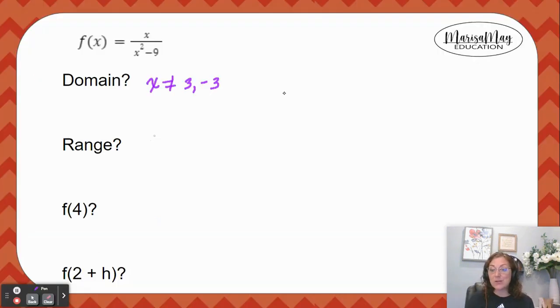Now, if you want to write your all real numbers in words or you want to use interval notation, either one is fine, just depending on what your directions say. Just be mindful that you check out your directions.